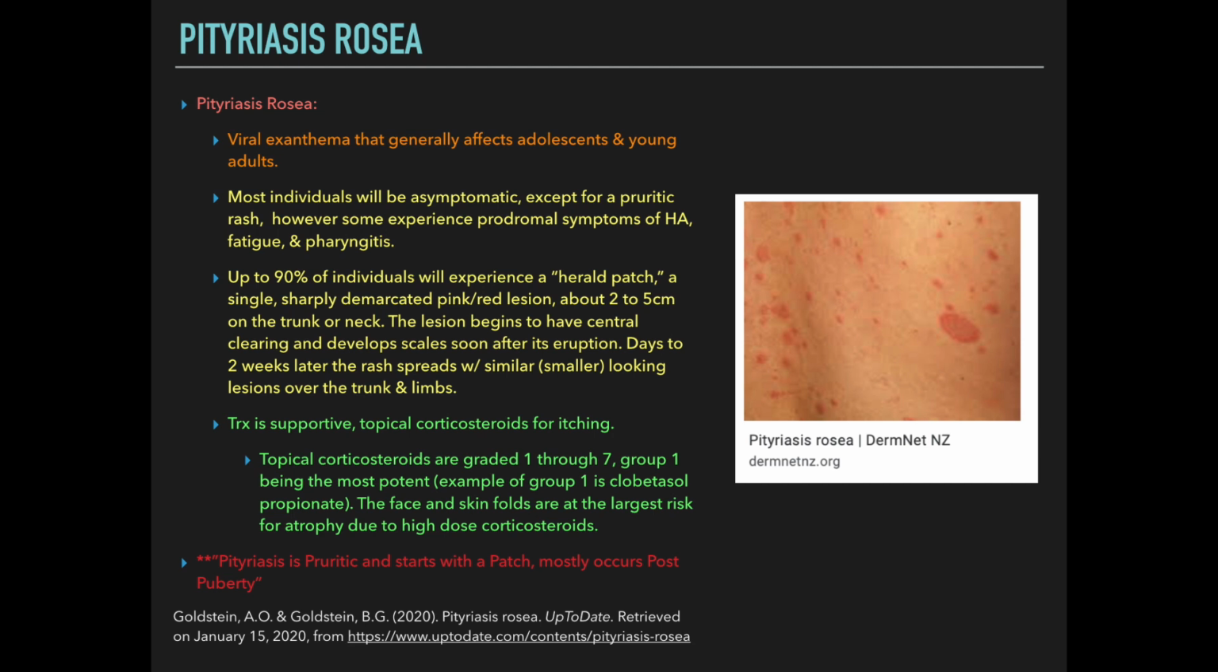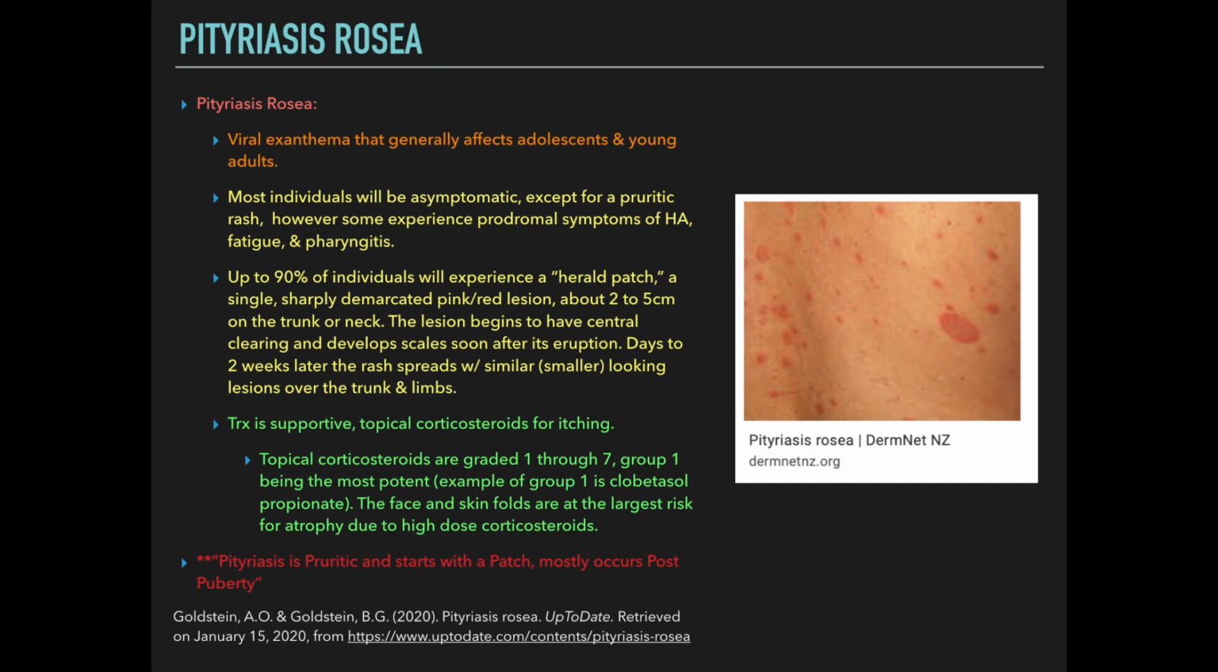Most of the individuals that have this will actually be asymptomatic aside from that pruritic rash. However, there are some that experience those prodromal symptoms of a headache, fatigue, then pharyngitis. Up to 90% of individuals with pityriasis rosea will experience first a herald patch, and this is a single, sharply demarcated pink or red lesion, generally about 2 to 5 centimeters, either located on the trunk or the neck. And this lesion will begin to have a central clearing and develop scales soon after its eruption.